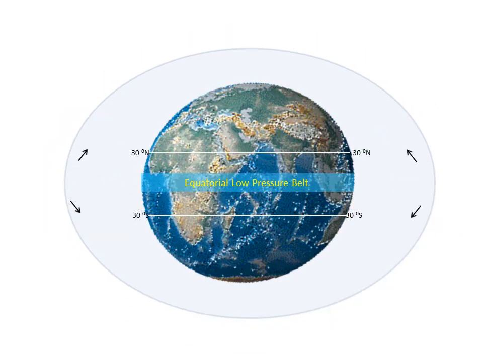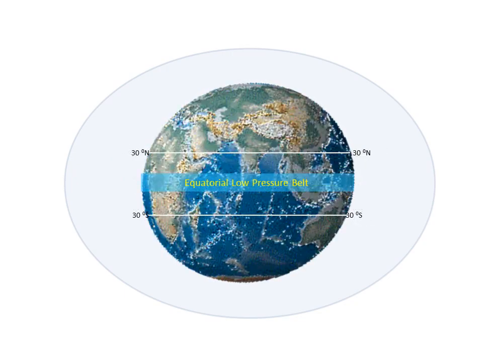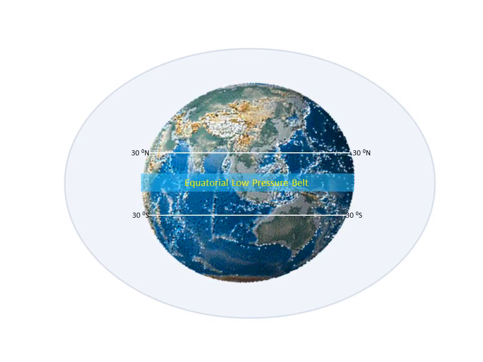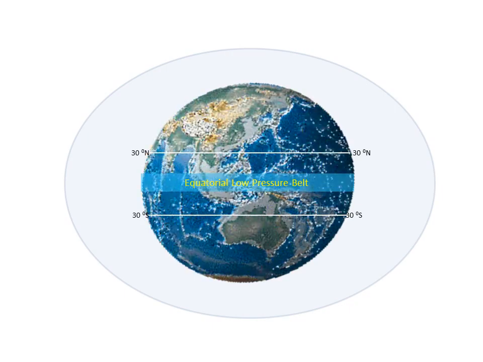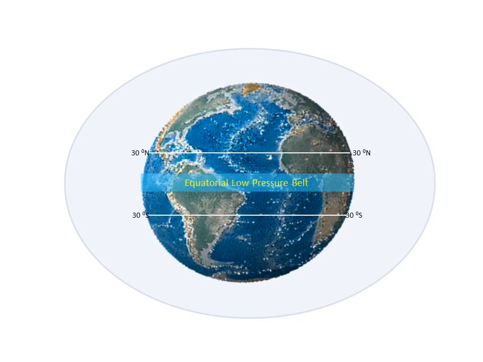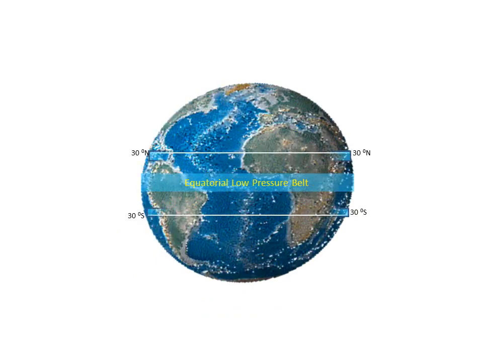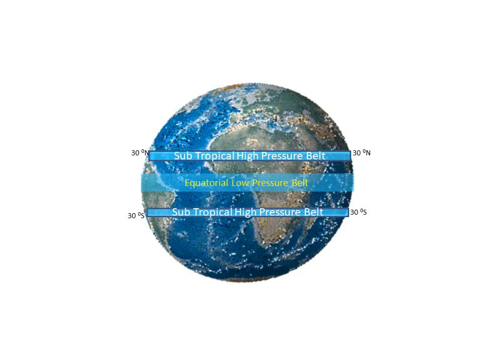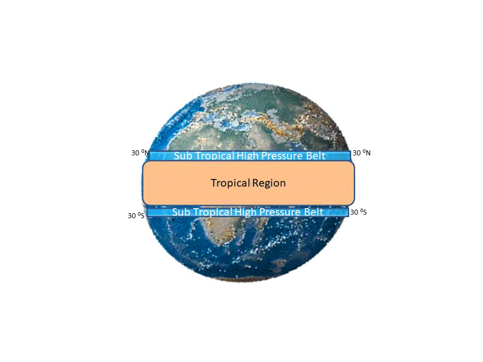As the air is moving, it becomes denser, and after a certain point it sinks down to the surface. So at around 30 degrees north and south we have sinking air. This sinking air is cooler, so it forms high pressure systems. These regions are called subtropical high pressure belts because they lie outside the tropical region and at the same time adjoin the tropical region.